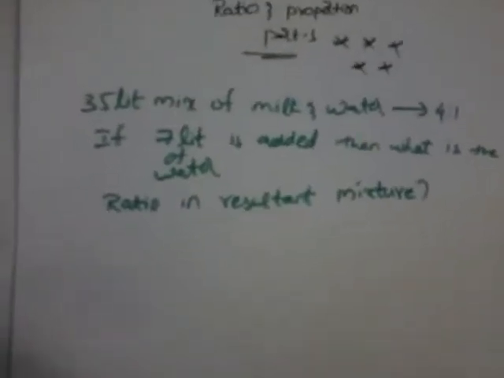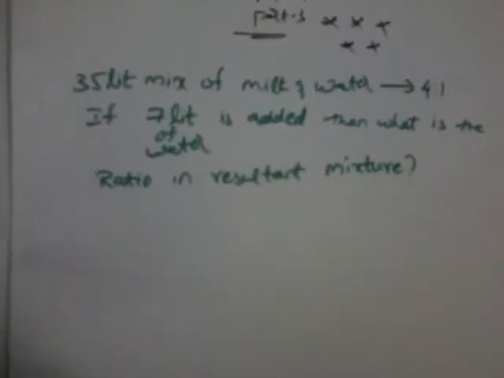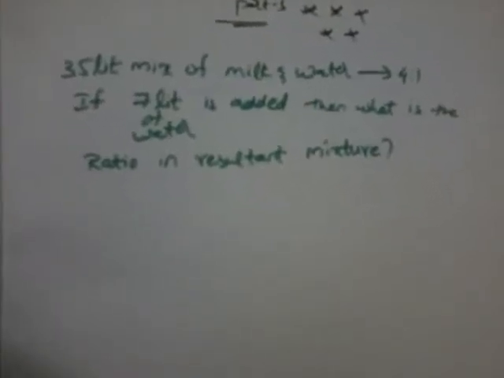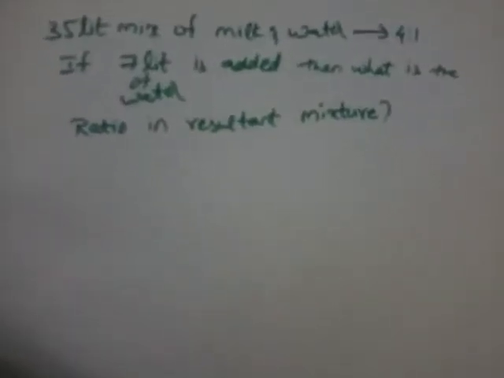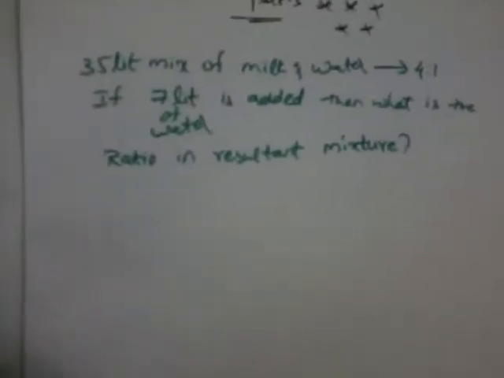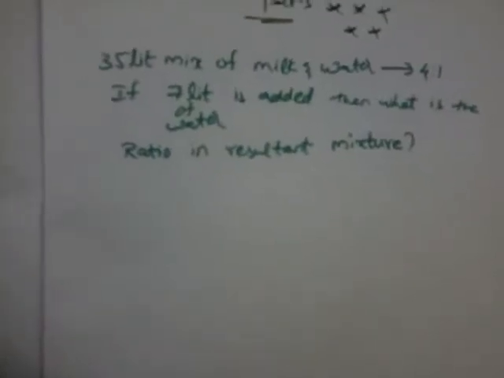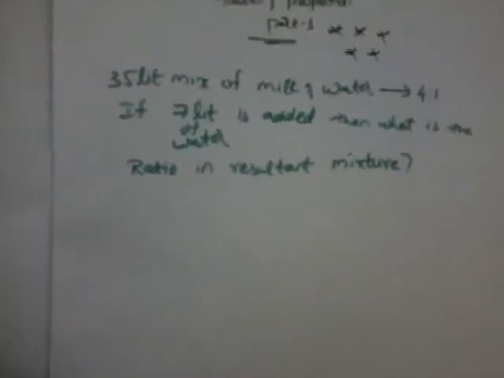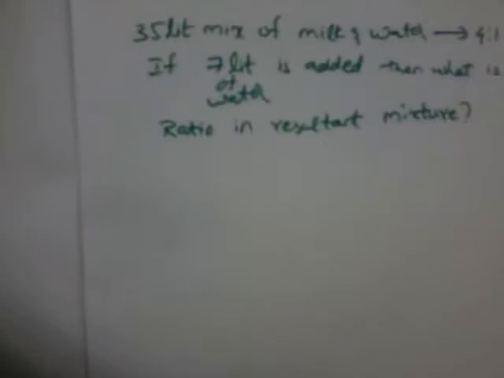Consider the question: 35 liters of a mixture of milk and water is divided in the ratio of 4:1. After dividing it in the 4:1 ratio, if we add 7 liters of water to that mixture, what is the resultant mixture ratio? We have to find that. After adding the 7 liters of water, we will get some quantity of both water and milk, and from those liters we have to find the ratio of the resultant mixture. Okay, let us do this problem.